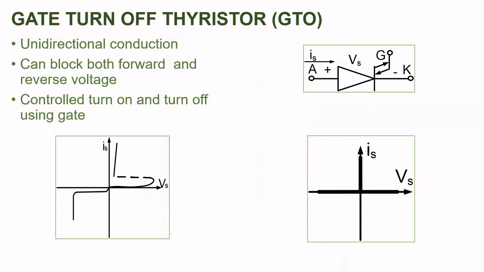Gate turn-off thyristor or GTO. GTO is the device which allows conduction only in one direction, that is from anode to cathode. GTO can block voltages in both forward as well as reverse condition.